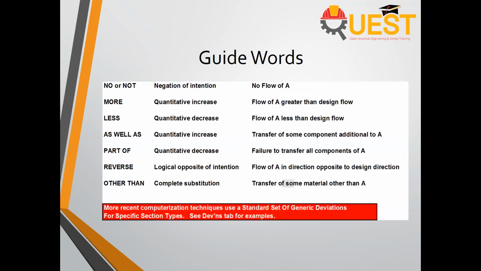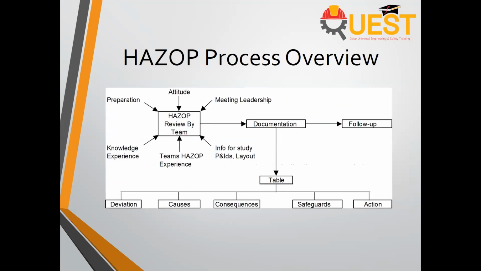Following are the guide words. These words indicate the deviation, like the amount of deviation that happened during a normal flow. For example, as I told you earlier, we have a case in which the design temperature is 50 degrees C. If it goes more than 50 degrees C, what is the impact of the excess temperature on our design, and what are the existing safeguards to accommodate the increase in temperature? So the guide words are more, less, as well as, part of, reverse, other than. These guide words indicate the deviation from normal operation, the normal process, and how we can mitigate the deviation from the normal operation. So this is the HAZOP process overview.